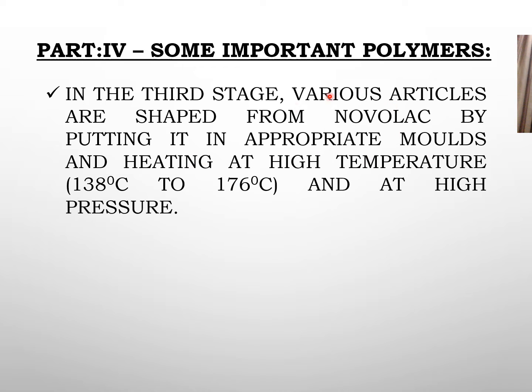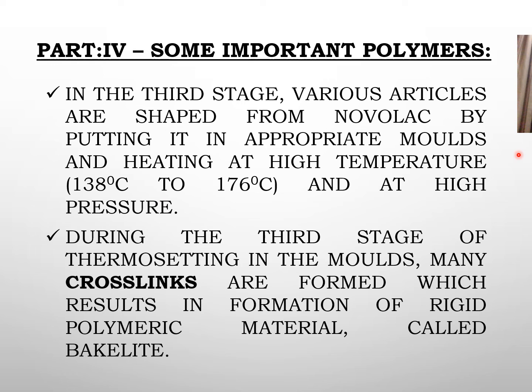And in the third stage, various articles are shaped from Novolac by putting it in an appropriate mold at high temperature, between 138 to 176 degrees centigrade, and at high pressure. So basically, during the third stage of thermosetting in the molds, many cross links are formed, which results in the formation of a polymeric material that is called bakelite.